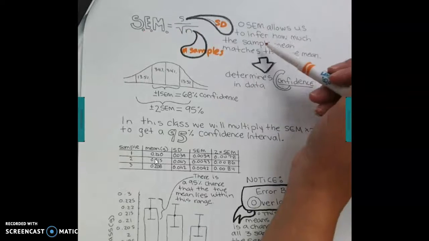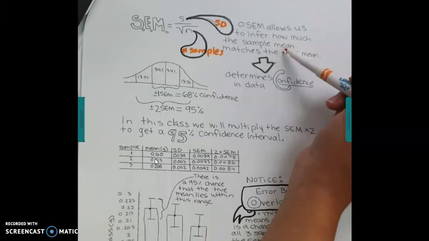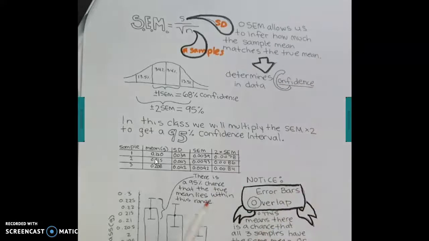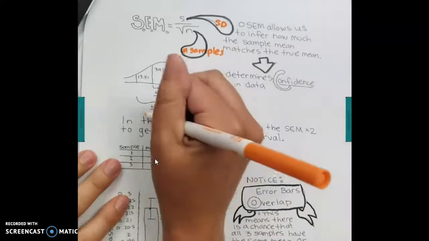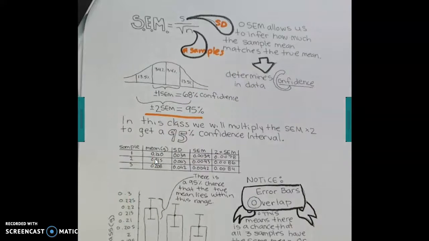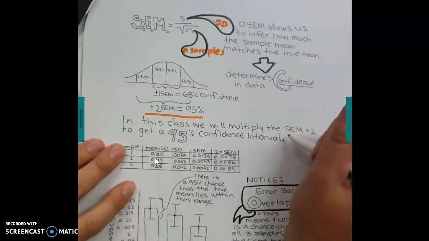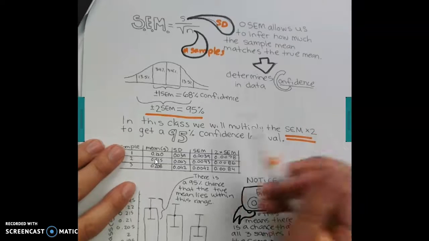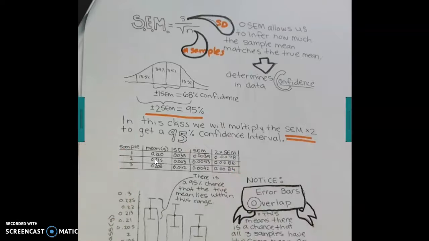Our standard error of the mean allows us to infer how much that sample mean matches the true mean. So basically our confidence in our data. And again, we're going to work at this plus or minus 2 standard errors of the mean confidence level, or 95% confidence. So we're going to use SEM times 2. If you are given SEM, again, you have to multiply that times 2 to get SEM times 2. And that'll give us our 95% confidence interval.